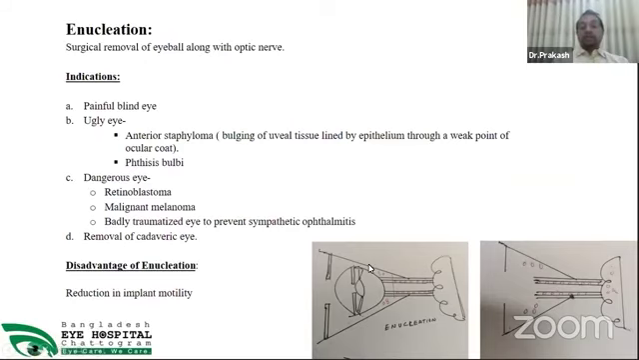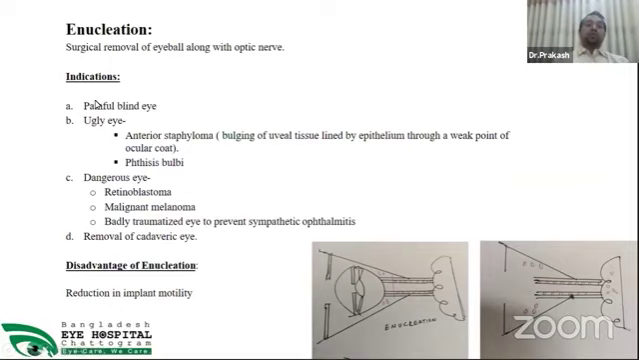As you know, the contents of the orbit is the eyeball, and this is the optic nerve. If we remove the eyeball by cutting the optic nerve, you can see here the eyeball is removed, only part of the optic nerve is over here. So if the eyeball is removed by cutting the optic nerve along with its meningeal covering and blood vessels, that is called enucleation. And the indication of enucleation is a painful blind eye.